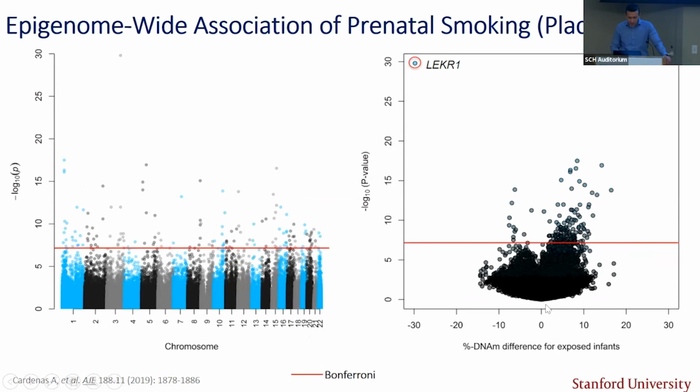This is a volcano plot. Here on the x-axis, you have the effect size, and then on the y-axis, you have the negative log of the p-value. So these are very significant results, 10 to the negative 30. And then a 30% decrease in methylation for smokers.